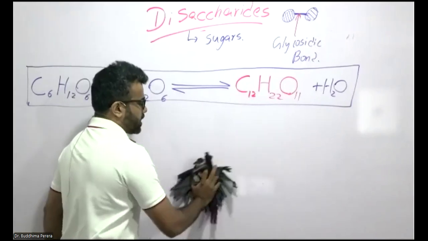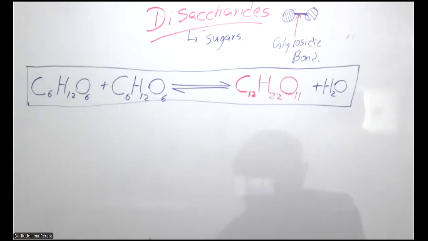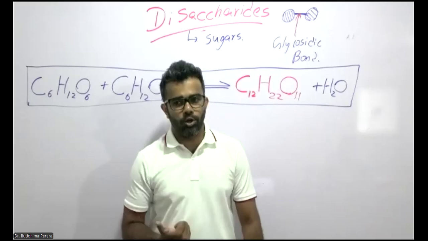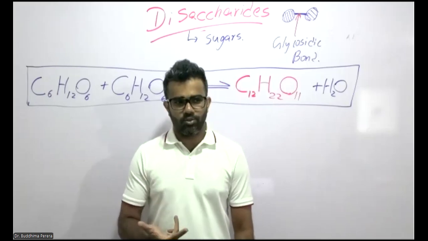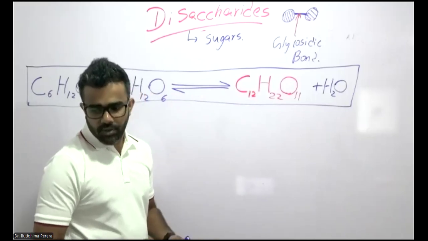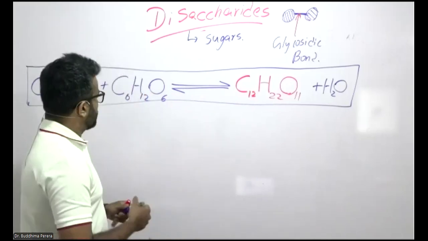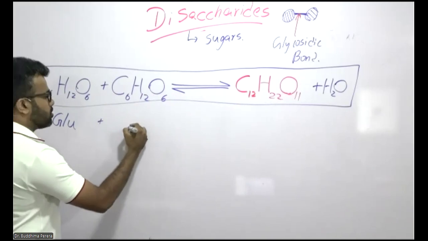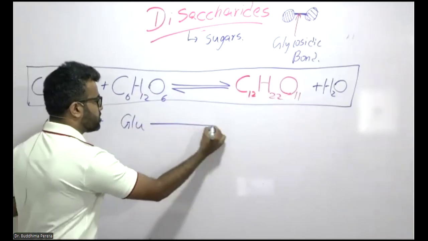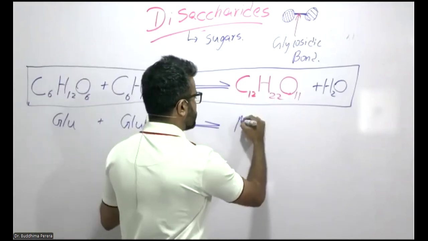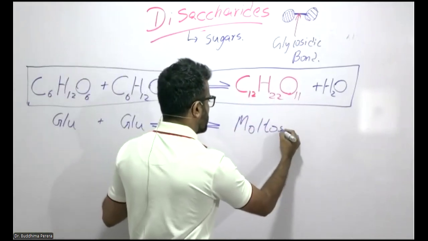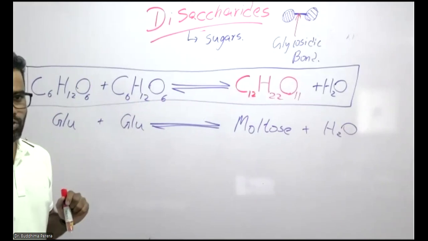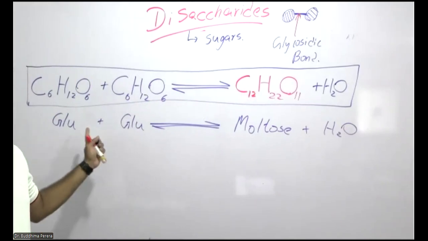Then there are three examples for disaccharides which we discuss in the lesson. They are the same as the O-level syllabus: maltose, sucrose and lactose. Right? Maltose is made up of two glucoses. Glucose plus glucose is maltose plus water, right? Glucose plus glucose is maltose. It's easy to remember: glucose, maltose.